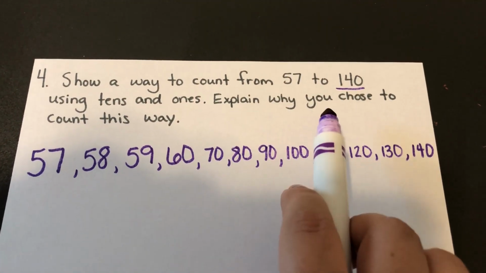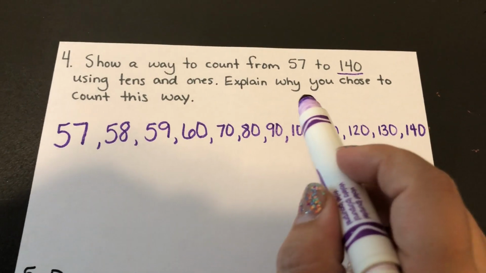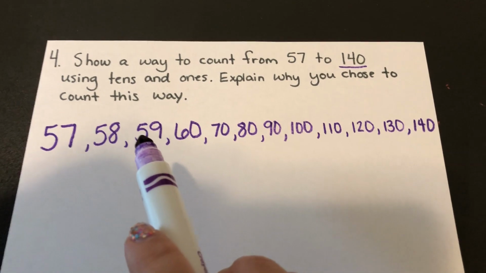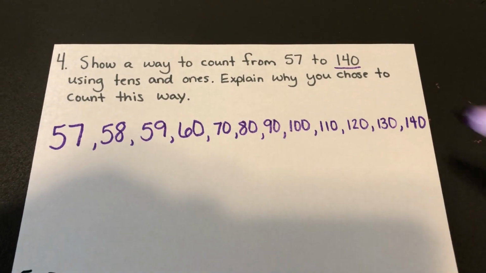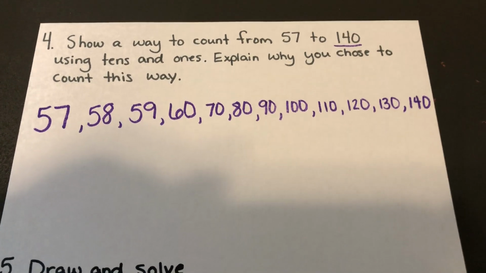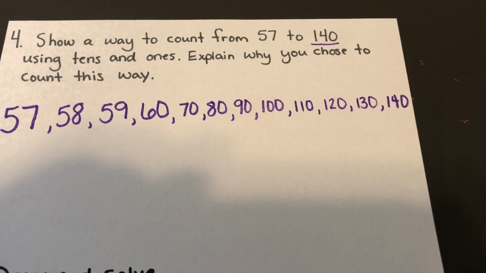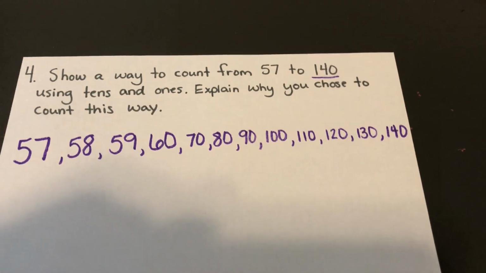And it says, explain why you chose to count this way. Well, it would have taken a really long time if I started at 57 and I counted by ones all the way to get to 140. So I chose to count this way because it was faster to count by tens than it was to count by ones.